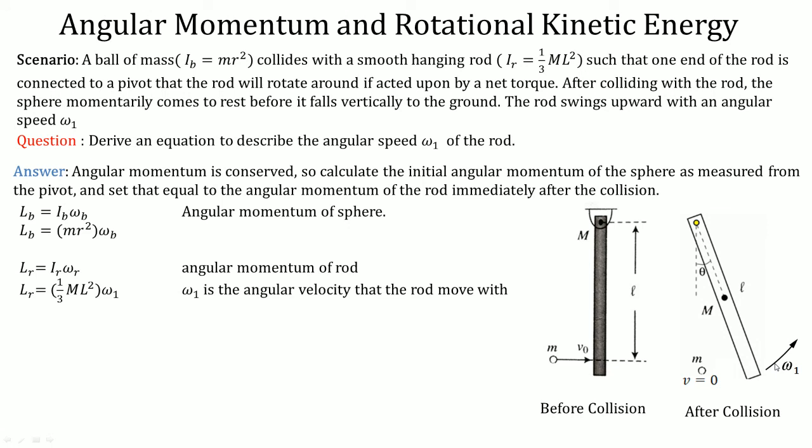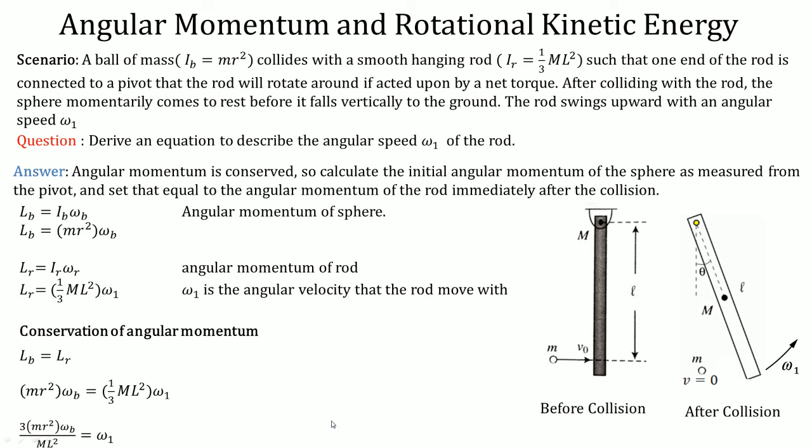the angular velocity of the rod is considered to be W1. That's what the formula gives it. So I made that substitution. WR equals W1. The moment of inertia for the rod is defined by 1/3 big ML squared. That was given in the equation. Now you can use conservation of angular momentum. Set the angular momentum of the ball or the sphere equal to the angular momentum of the rod. Substitute the variables in. Now here you could do some algebra. So I multiply 3 to the other side, then divide by ml squared to get W1. This would be how you derived an equation for the angular velocity of the rod that swings up.